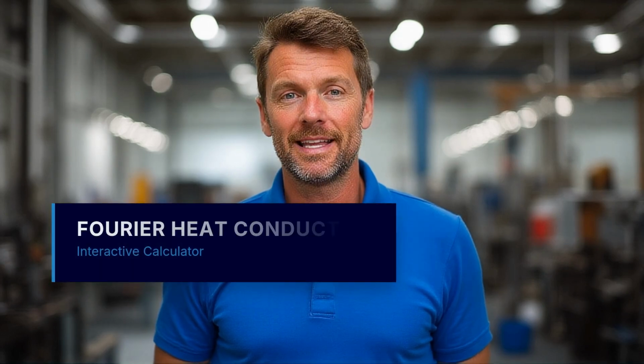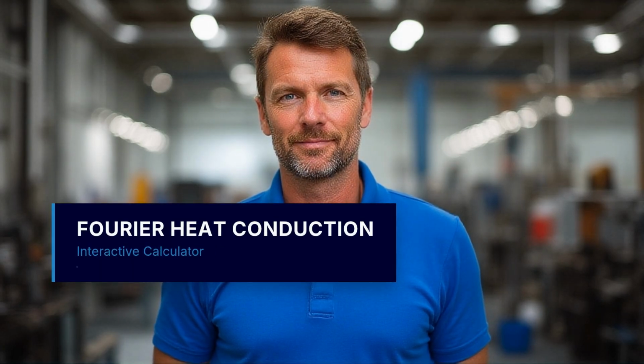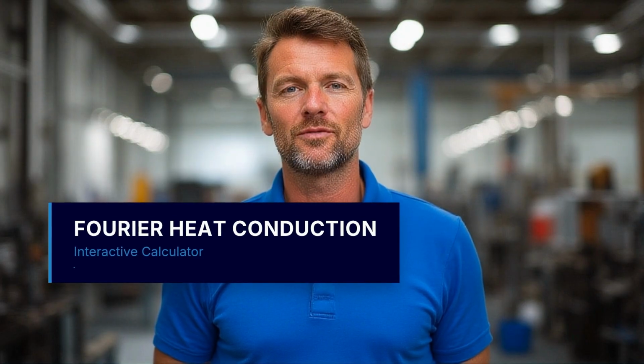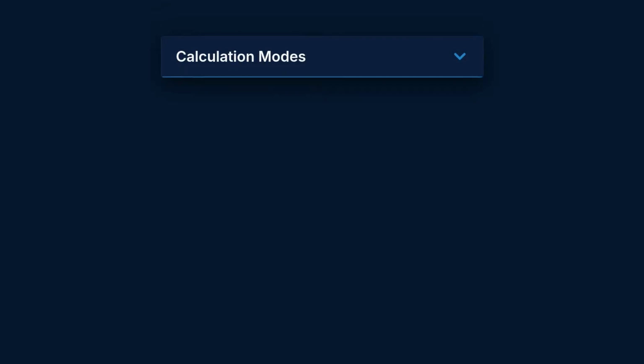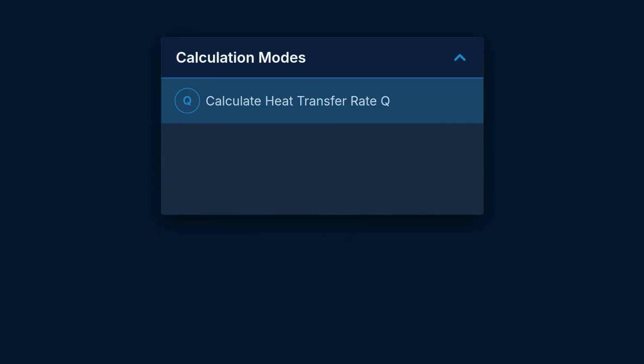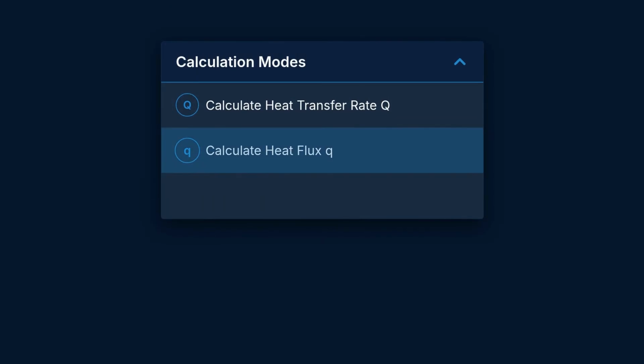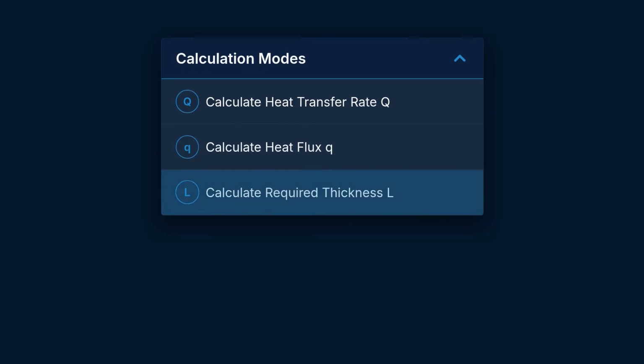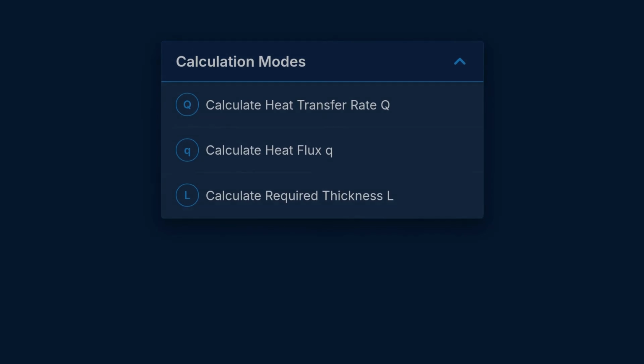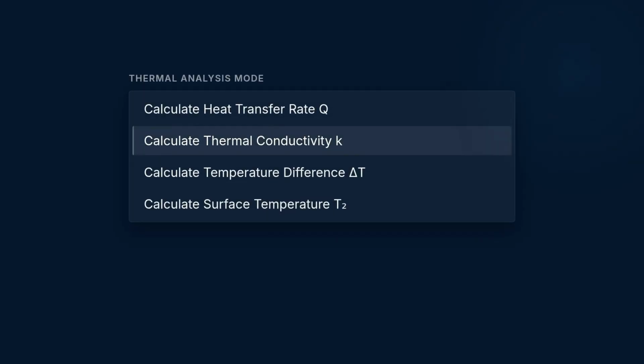This is the Fourier Heat Conduction Interactive Calculator, which solves steady-state heat transfer problems through solid materials using Fourier's law. The calculator has 6 calculation modes available in the drop-down menu: Calculate Heat Transfer Rate Q, Calculate Heat Flux Q, Calculate Required Thickness L, Calculate Thermal Conductivity K, Calculate Temperature Difference dT, and Calculate Surface Temperature T2.